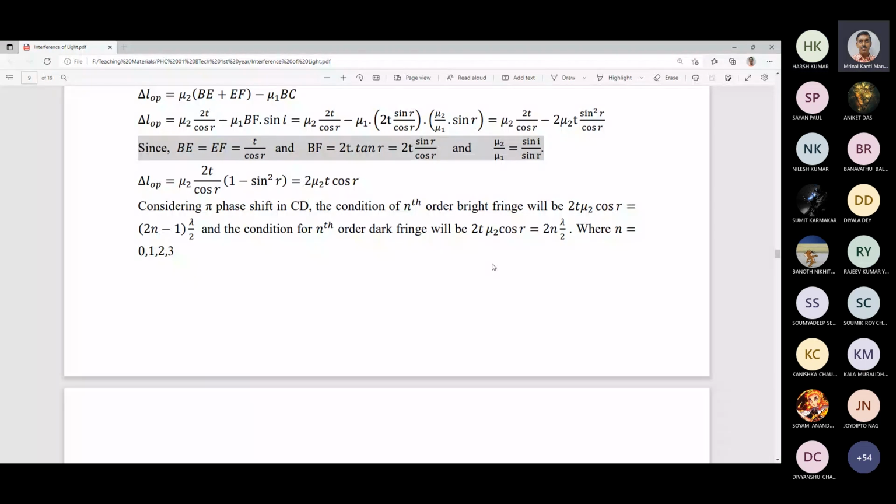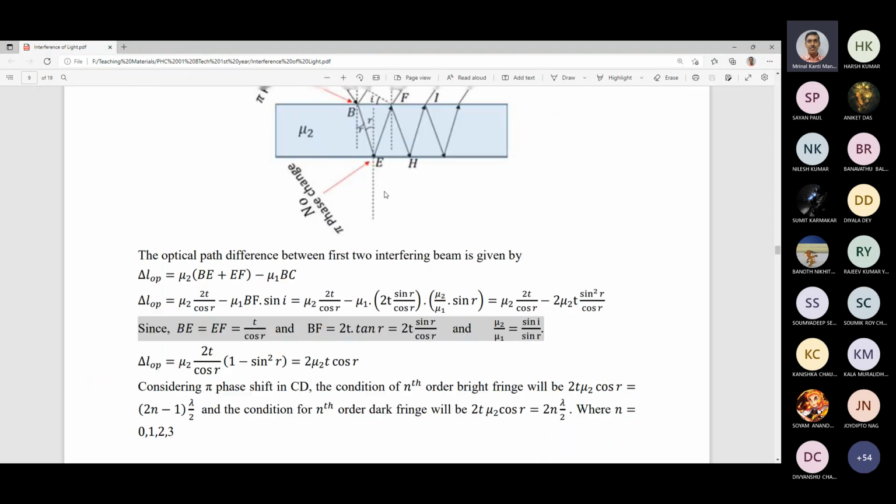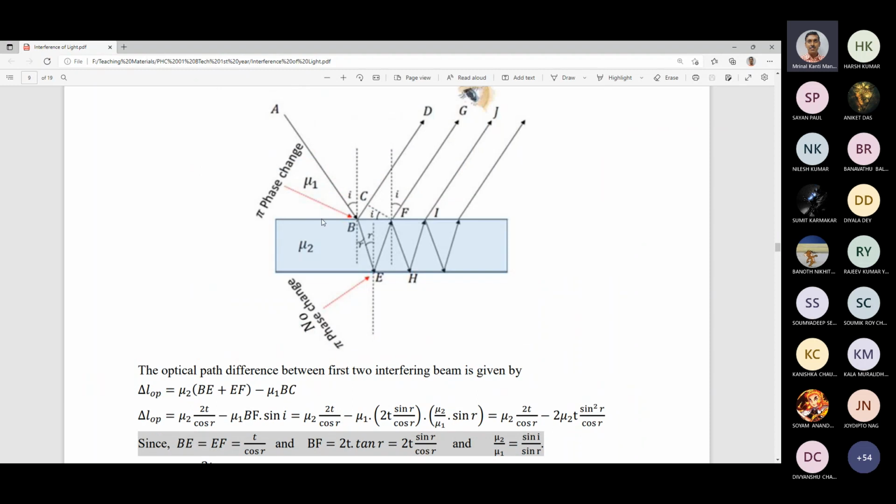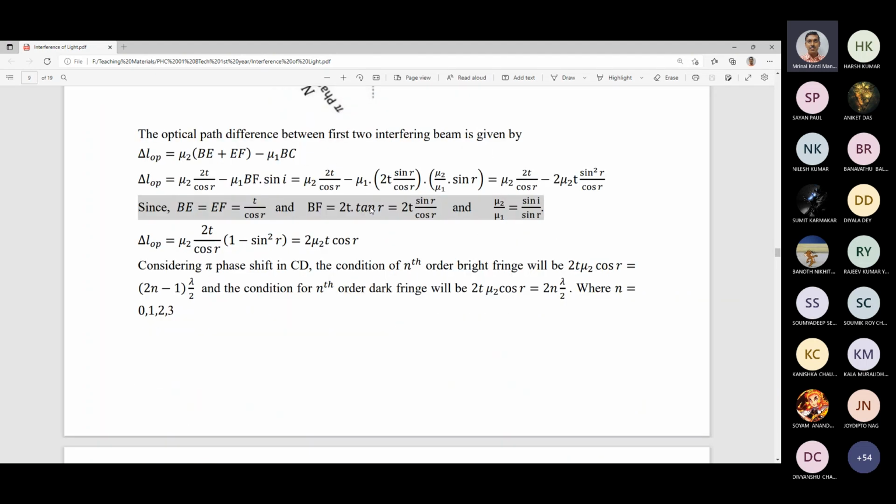Here you see the actual path difference we have calculated is twice mu2 t cos r. Then if we consider the path difference due to the phase change at this point, that is CD, the phase change is pi. So the corresponding path difference is lambda by 2. So the total path difference between these two beams is twice t mu2 cos r plus lambda by 2.